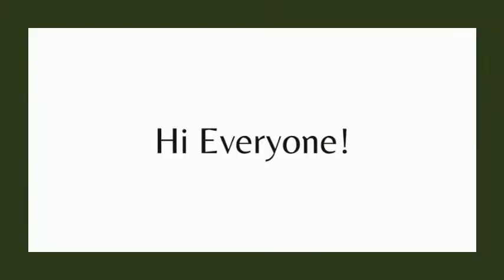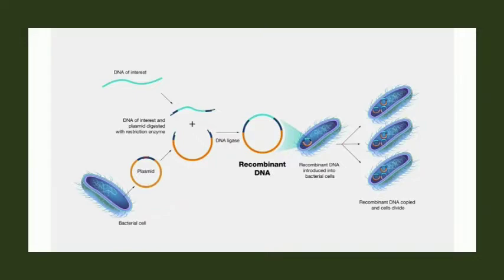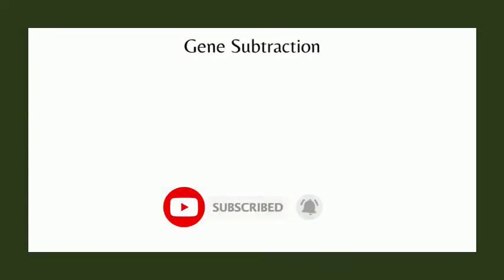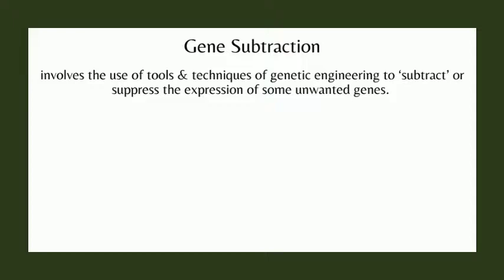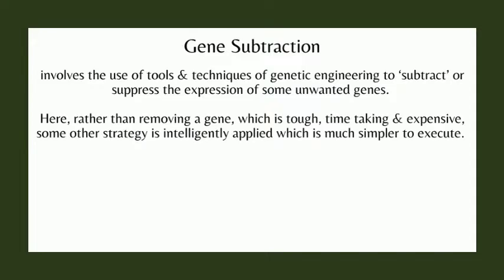Everyone. Usually RDT is thought to be about adding useful genes to the host genome so as to acquire certain special properties. But today we shall discuss another unique and useful approach which is quite opposite to it and is called gene subtraction. This involves the use of tools and techniques of genetic engineering to subtract or suppress the expression of some unwanted genes. Here, rather than removing a gene, which is tough, time-taking and expensive, some other strategy is intelligently applied which is much simpler to execute.